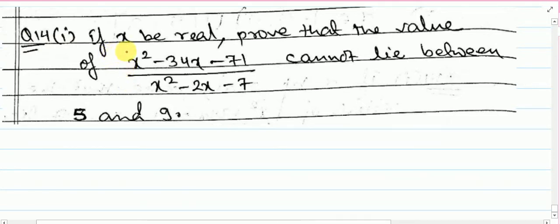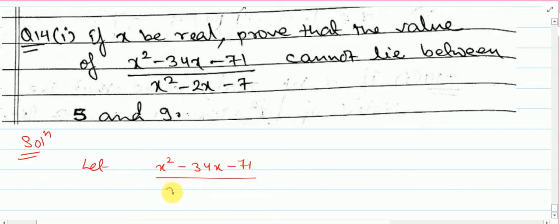Here the question says if x be real, prove that the value of this cannot lie between 5 and 9. So how to do this type of question? For this, we will put this whole thing as y. So we'll write, let (x square minus 34x minus 71) upon (x square minus 2x minus 7) is equal to y.